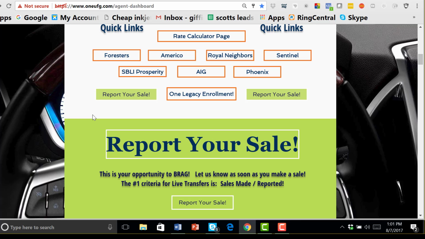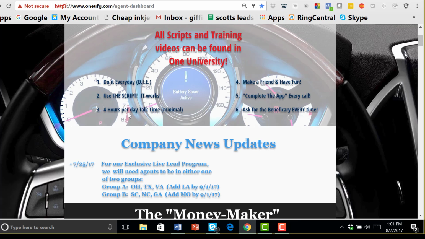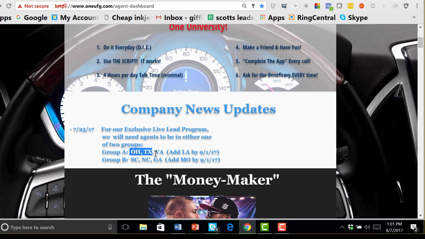Right now we've got you in those two groups right here. So right now you only need 3 in each group, and then obviously by the 1st of September they're going to add either Louisiana to Group A or Missouri to Group B. So that's the only states you need right now for those. Which is good, because that way later down the road you don't have to renew all those 20 licenses. That gets expensive.